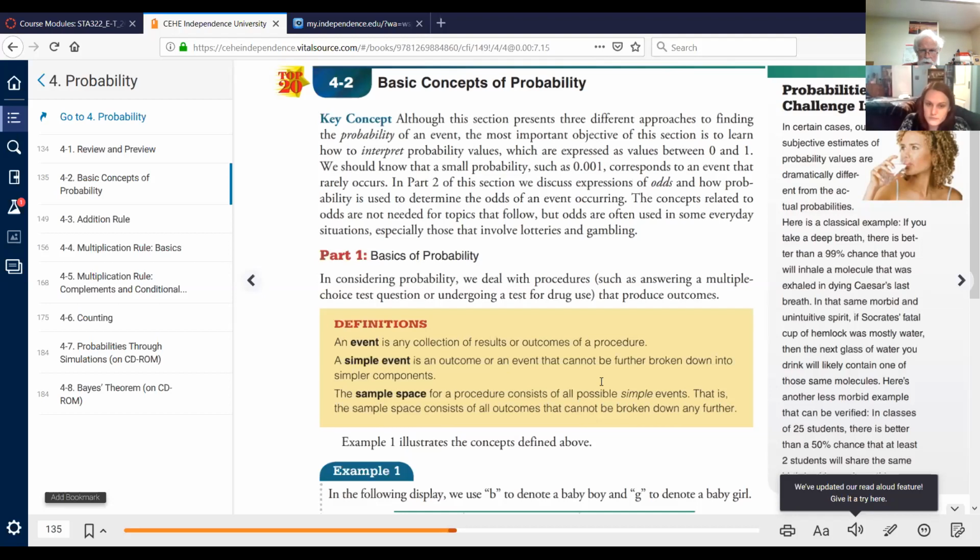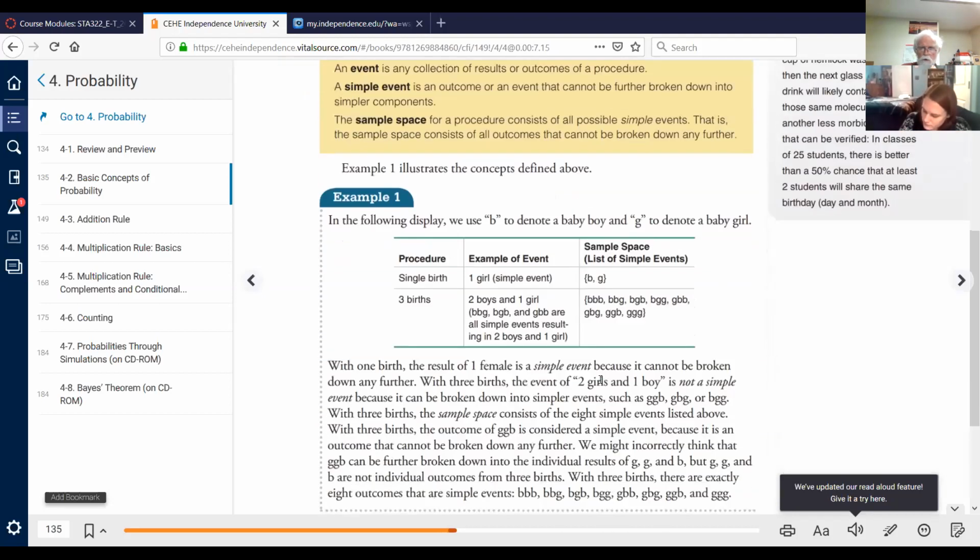Okay. And here's another way of looking at it. Births of boys and girls. They're either going to be a boy or a girl, so if you're looking at a single birth, the birth of a girl is what we call a simple event.